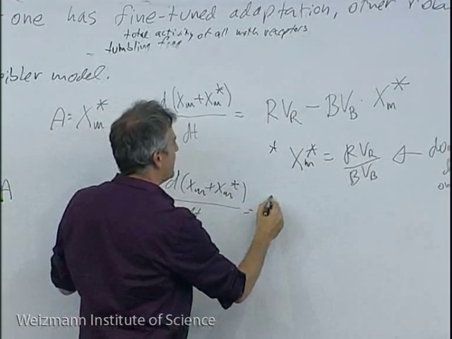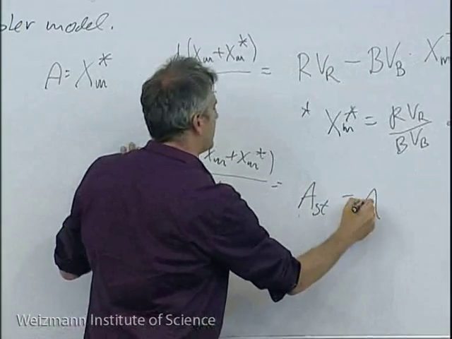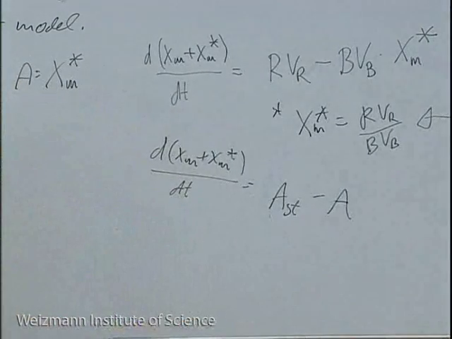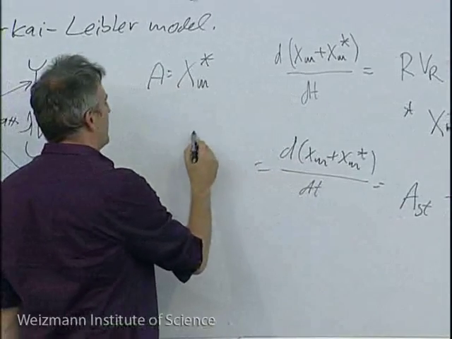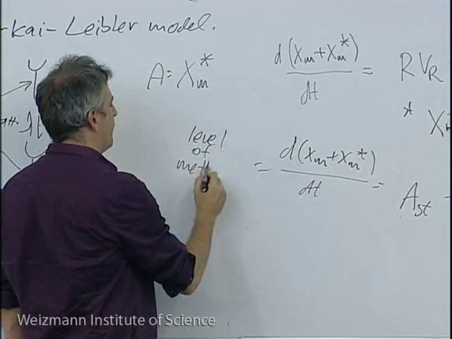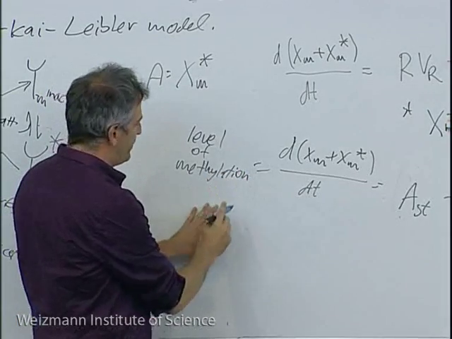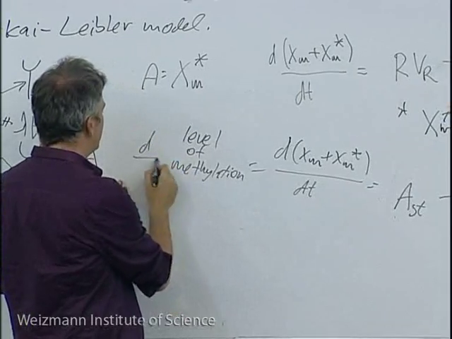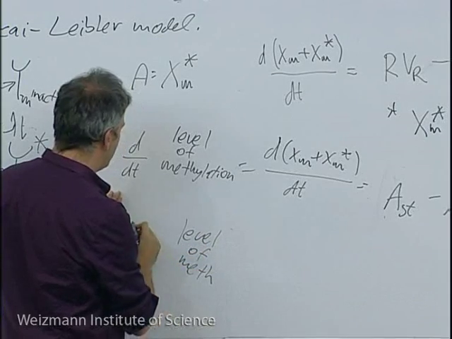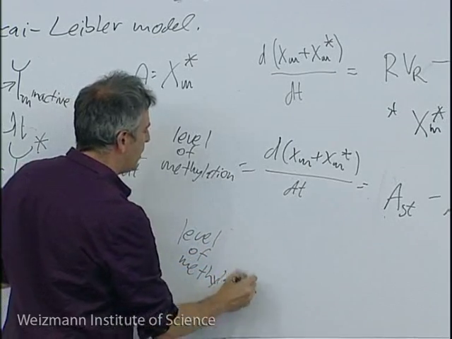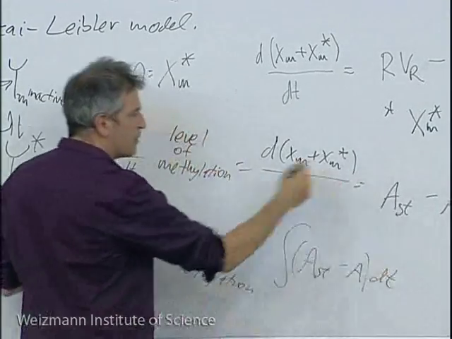I'll write it in a different way. It's A steady state minus A. So this is the level of methylation, the rate of change of the level of methylation. The level of methylation, the amount of methylated receptors here, equals the integral over time of the error in activity. Just integrated this equation.